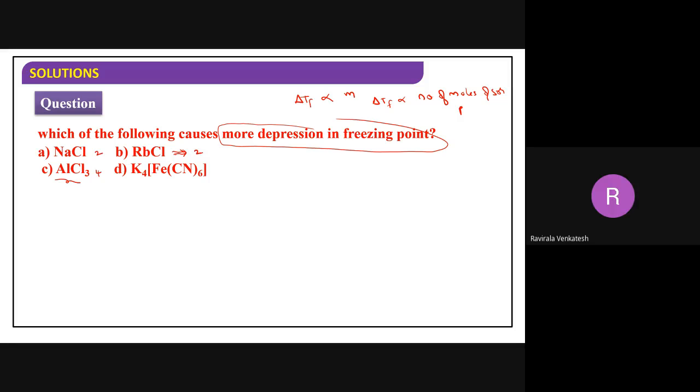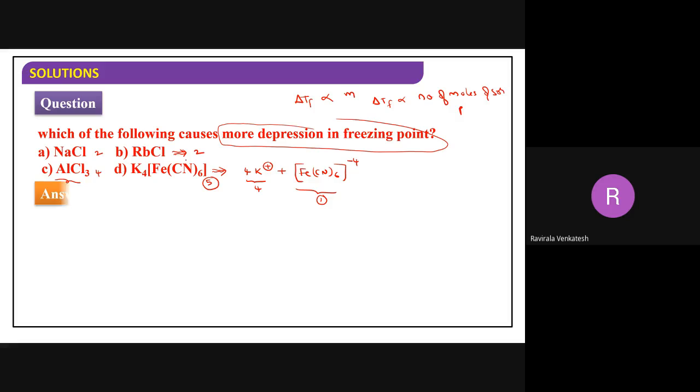Samruddhi, tell me, beta, what is the answer here? 2. 2 ions. Now here, anybody? 2? No, beta. 4K plus, 4K plus, and the ligand taken 6 times, as in a coordination compound, how much will it be? Minus 4. So there are 4 cations and 1 anion. Total 5 ions are there.